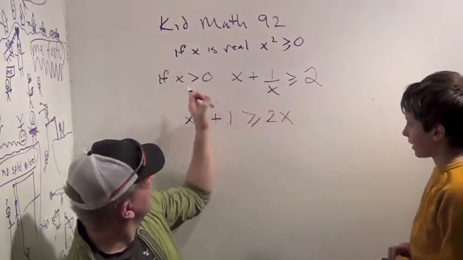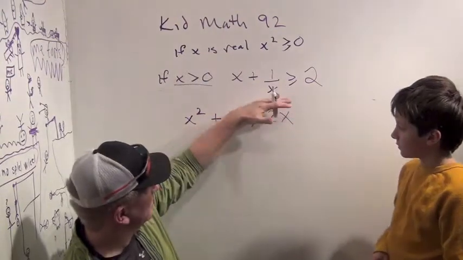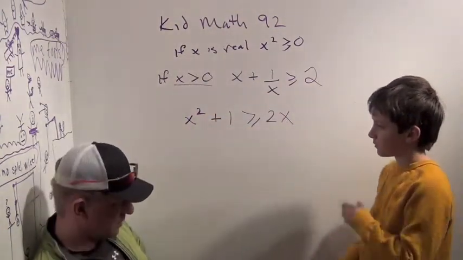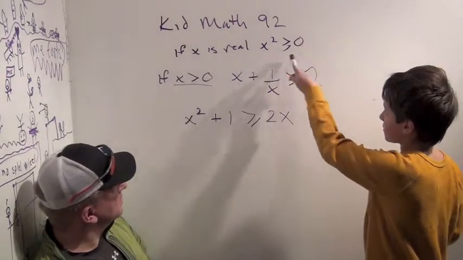If we multiplied by a negative, it would flip. But x is greater than 0, so we can always multiply by a positive number. Here we multiplied by x. What now? We want to get something that looks like this.